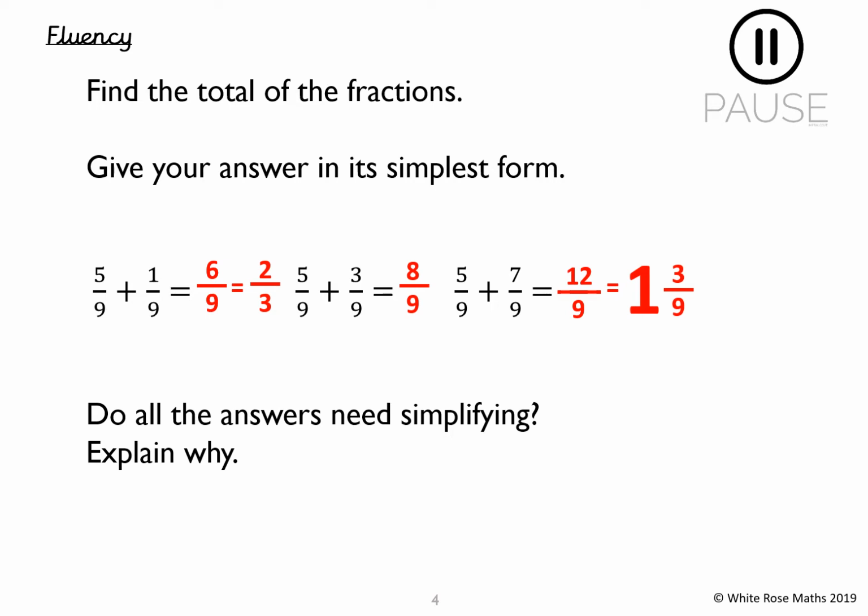When it comes to simplifying, you don't do anything to that whole number, because that's just there, that's a whole number, it stays as it is, and you simplify the fraction. So what number can go equally into 3 and 9? The answer is 3. So how many times does 3 go into 3? Once. How many times does 3 go into 9? 3 times. So the answer is 1 1/3.